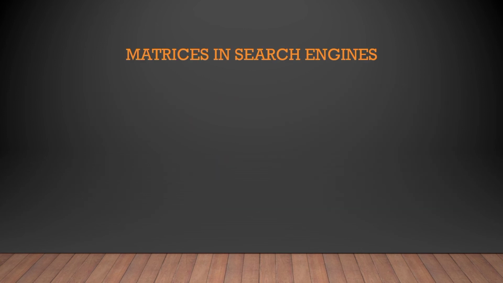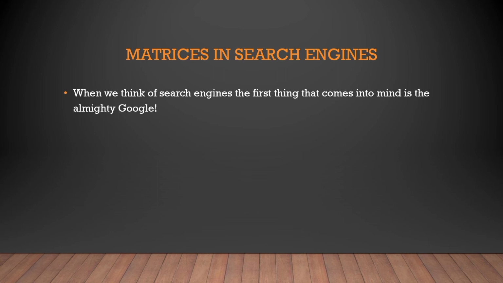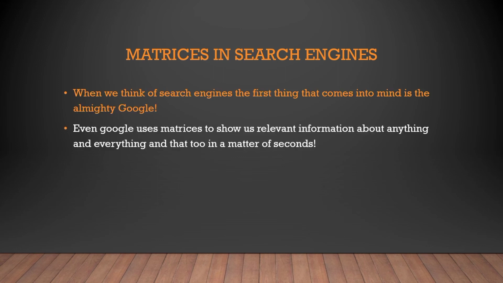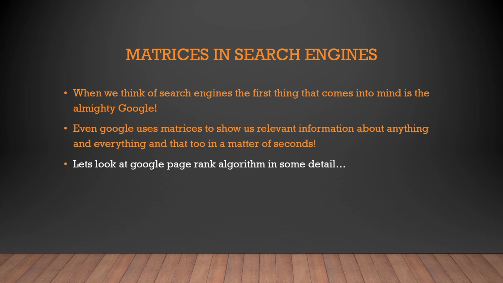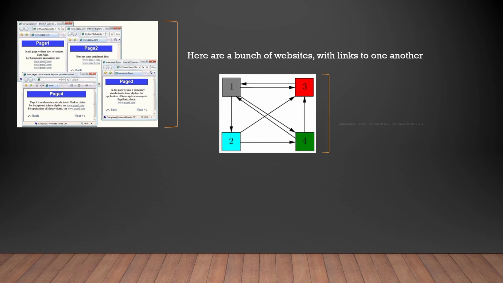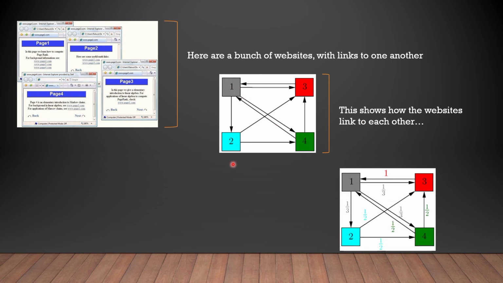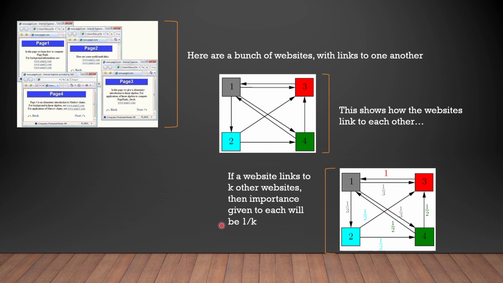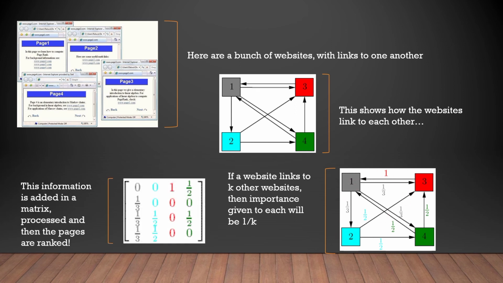Matrices are used in search engines. When we think of search engines, obviously Google comes to mind, and Google uses matrices to show us information. Let us look at the Google PageRank algorithm. So here's a bunch of different websites with links to one another. Now this whole system is represented as a graph. So 1 links to 4, 3 and 2. Now each website is given an importance, like 1 links to 3, so we give 1/3 importance to each. This information is put into a matrix, processed, and the pages are ranked.